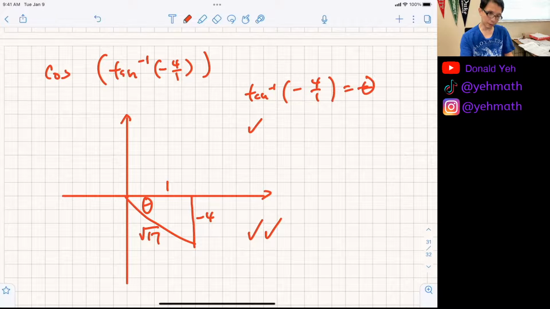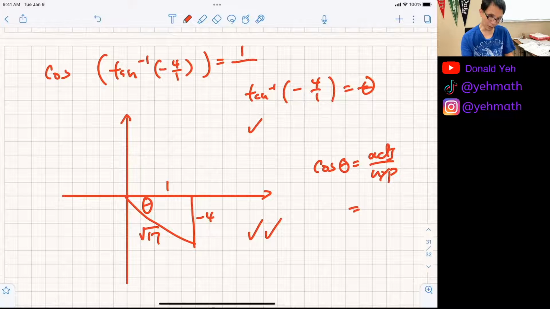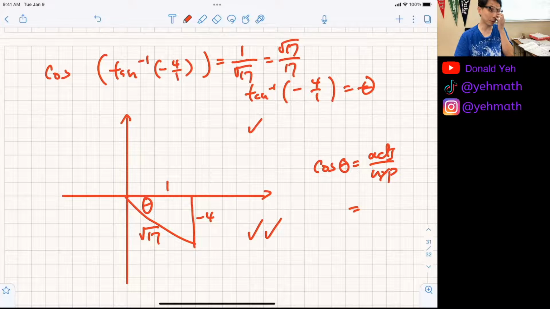So therefore, cosine of this theta is going to be adjacent over hypotenuse. I'm almost finished. Adjacent is going to be 1 over hypotenuse, which is square root of 17. So that is equal to square root of 17 over 17. That's going to be part of your homework, and there are 6 practice questions on that one. The answer is square root of 17 over 17, or 1 over square root of 17.